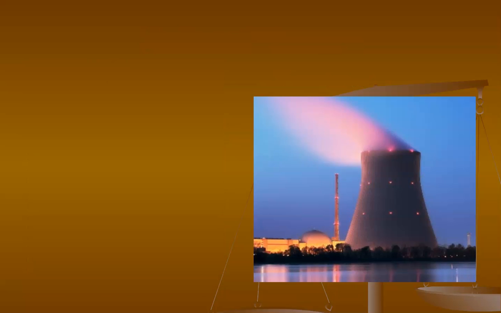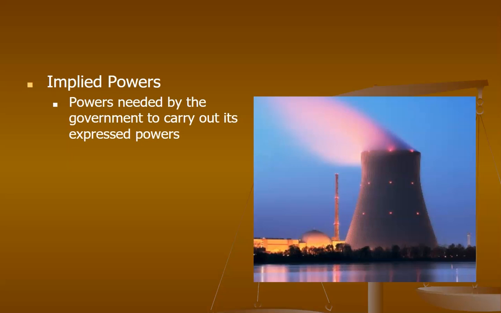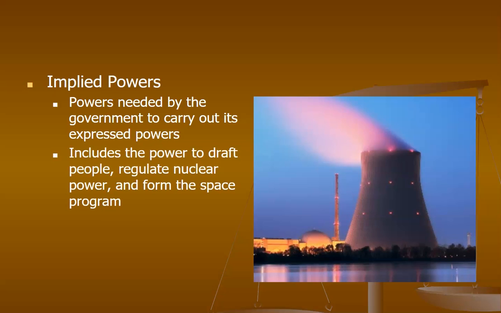talked about before. Now, implied powers are powers needed by the government to carry out its express powers. The basis of the implied powers is the necessary and proper clause. This includes the power to draft people, regulate nuclear energy, and form the space program. For example, it might be necessary for national defense and to raise an army, which is an express power, to draft people into the army. Implied, necessary, and proper.